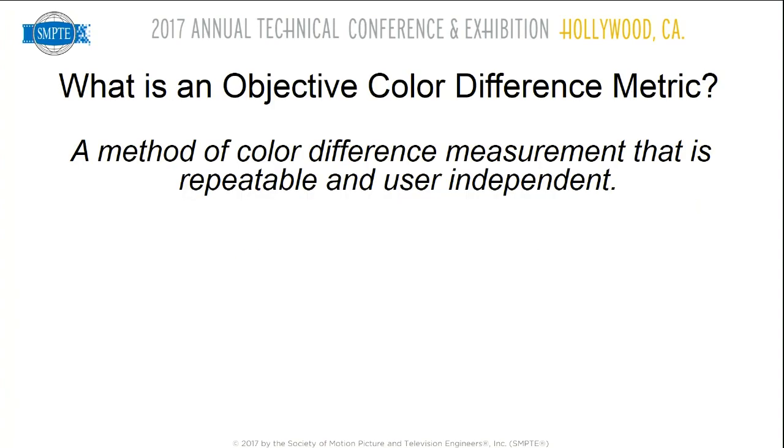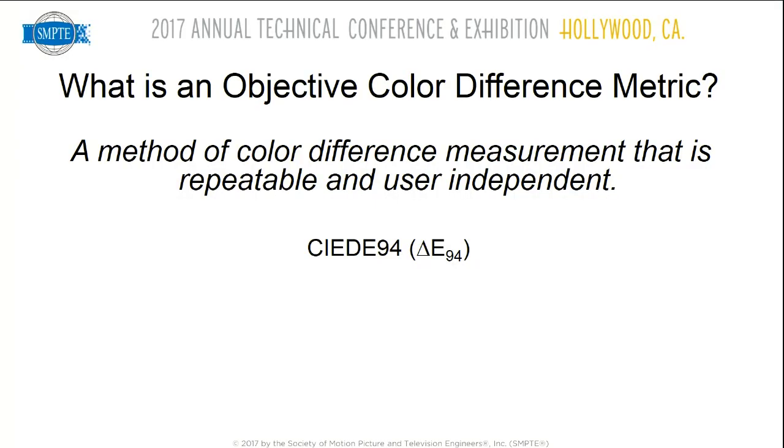Thank you, Liz. First, we need to start out by defining what we actually mean when we say objective color difference metric. How we're going to define it here is a method of color difference measurement that's repeatable and user independent, which means no matter where you are, you can take a device and it will repeat measurements under the same conditions. Some examples are CIE ΔICTCP 94, you may have heard of.